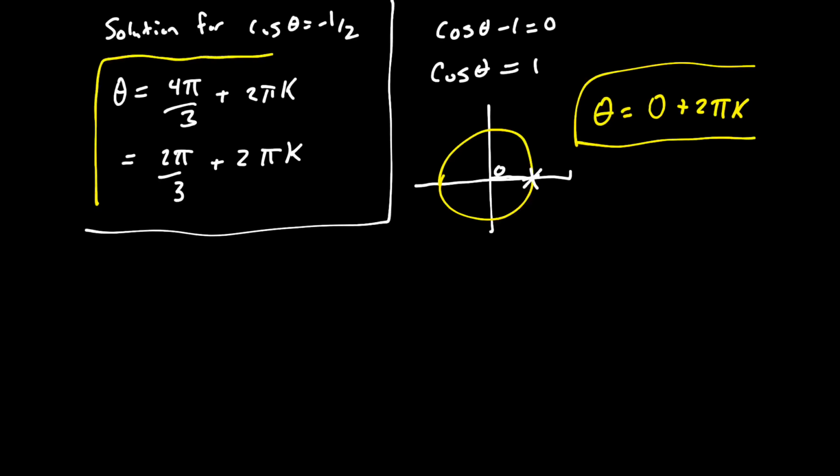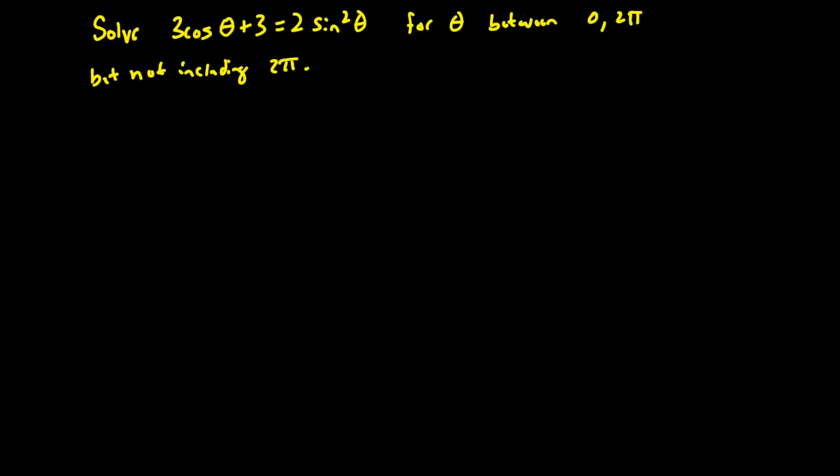Therefore, we found all solutions to this trig equation. Let's look at one more example. Let's go ahead and solve the following equation for theta between the angles of 0 and 2 pi, but not including 2 pi. First, we'll rewrite this equation. This gives us 3 cosine theta plus 3 is equal to 2 sine squared theta.